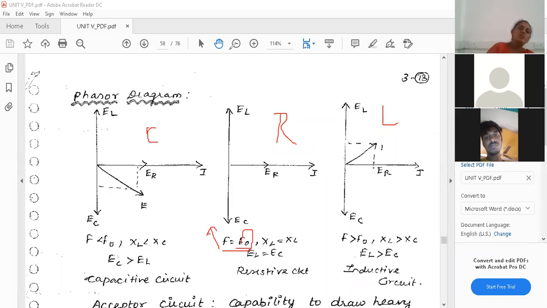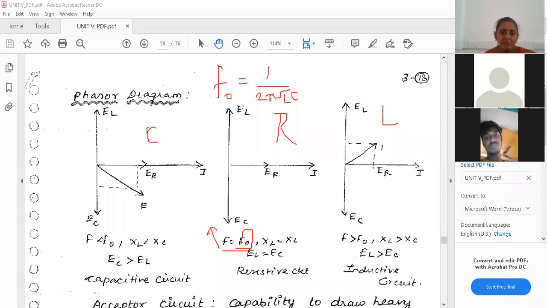Now, what is the resonant frequency? We have derived the expression for the resonant frequency. F naught is equal to 1 by 2 pi square root of L and C. Right? This is the resonant frequency.